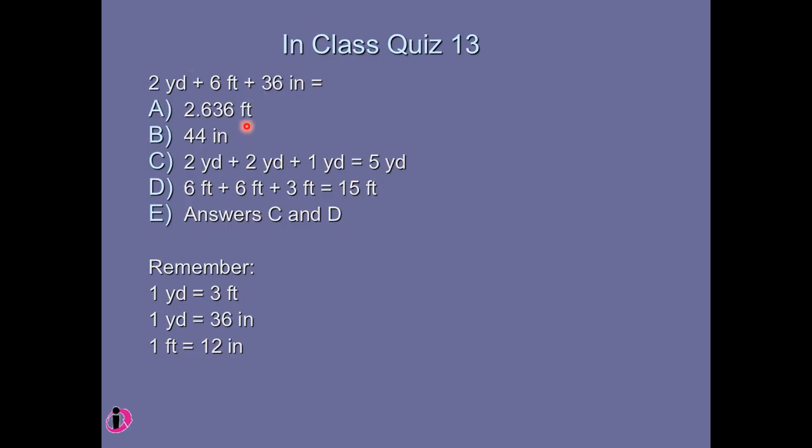So this is 2 yards, and 6 feet is 2 yards as well, right? And 36 inches is actually 1 yard. So C is actually right. If you convert everything into yards, it will be 5 yards. But if you convert everything into feet, for an example, this will be 6 feet, this is already 6 feet, and this will be 3 feet, right? So C and D both are the right answer. So your right answer is actually E, right? It depends on which unit you want.